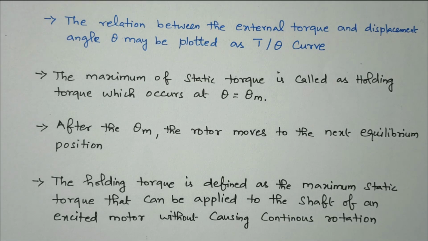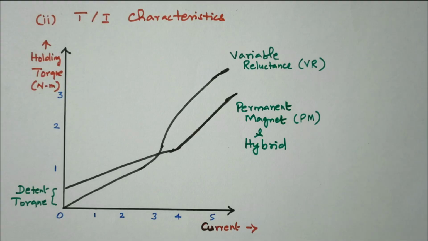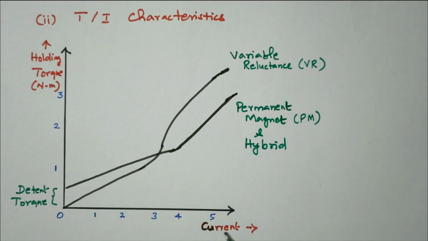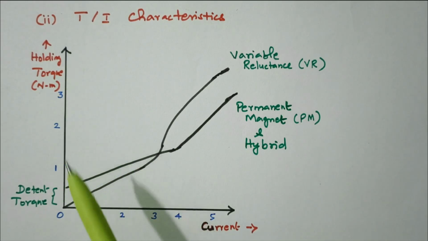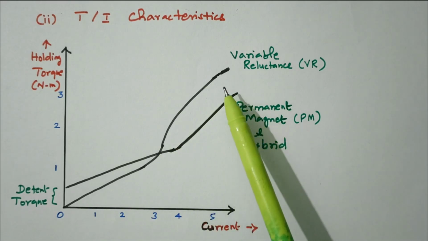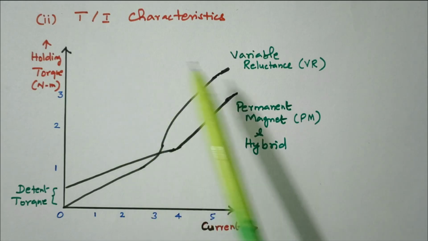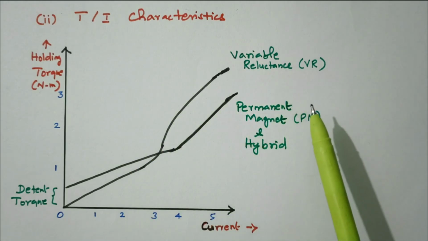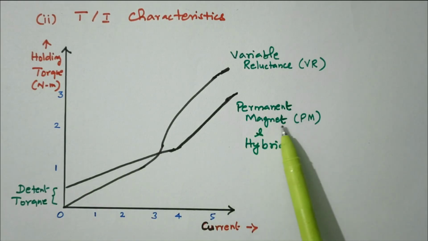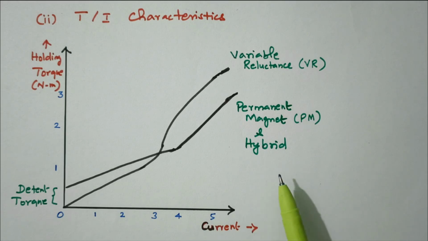Now we'll go to the next characteristics, torque versus current. In the x-axis the current is available, and in the y-axis the holding torque is there. This is the 0 position. Two curves are available. This curve refers to the variable reluctance motor, the torque versus current characteristics of the variable reluctance stepper motor. And this curve refers to the permanent magnet stepper motor or hybrid stepper motor.